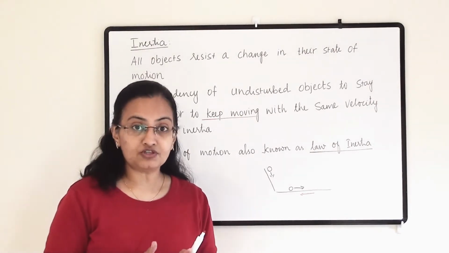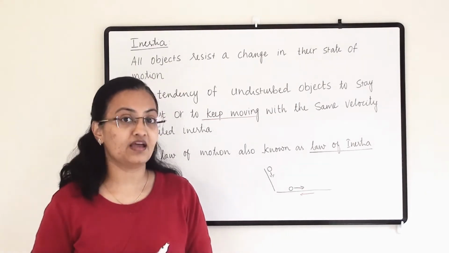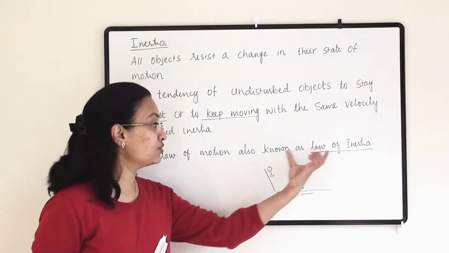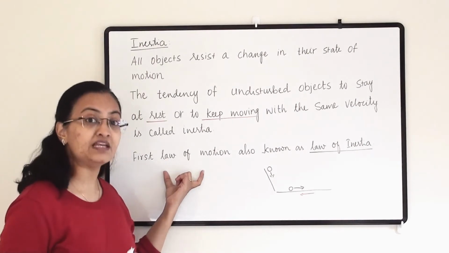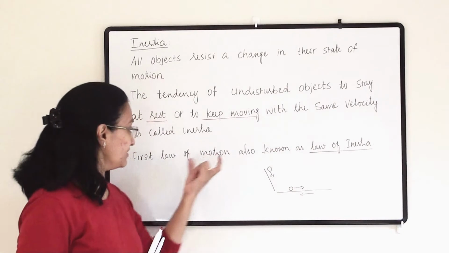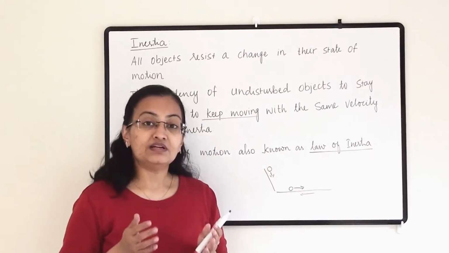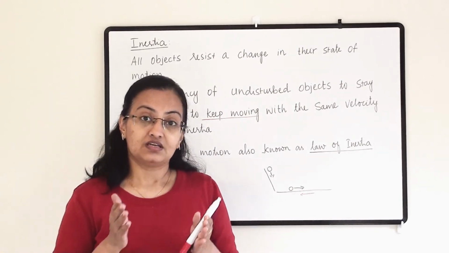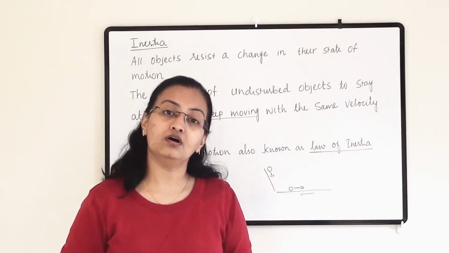So the concept of inertia and the concept of the first law of motion are the same, and because of that the first law of motion is also known as the law of inertia. Whatever the first law of motion is explaining to us is happening because of the inertia. Now let us understand some examples which clearly show us that this is happening because of the inertia which is lying along with the object.